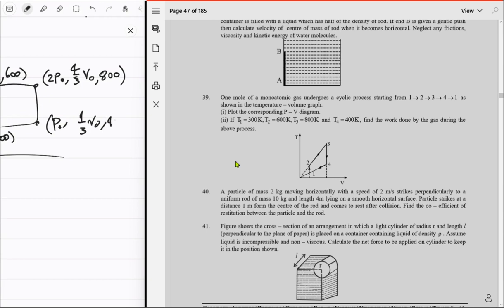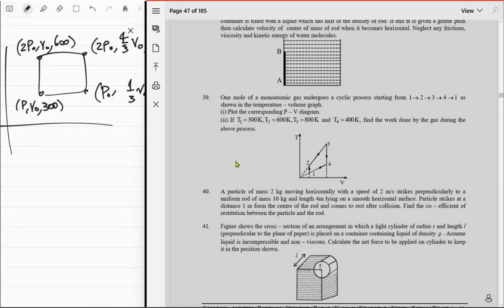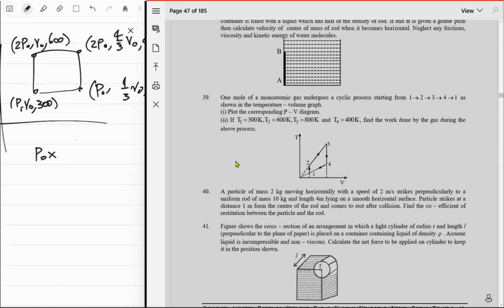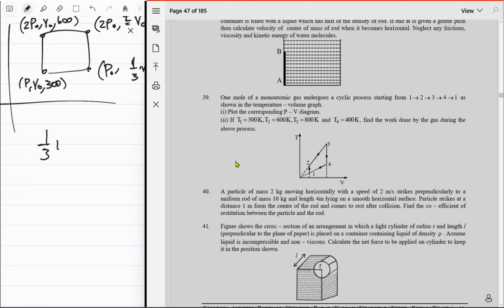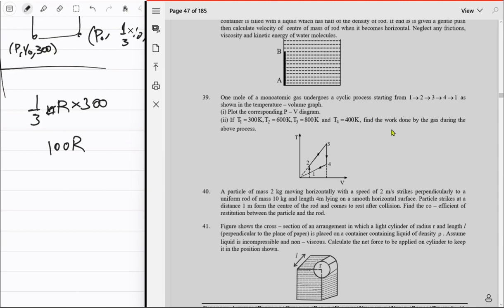And you have to find the work. Okay, this area is what? 2 P naught. Okay, just single P naught times one third V naught, right? Which is like one third P naught V naught. So one third nRT naught, which is 300 Kelvin. How many moles? n is just 1. So 100 R. Okay, work done by the gas.